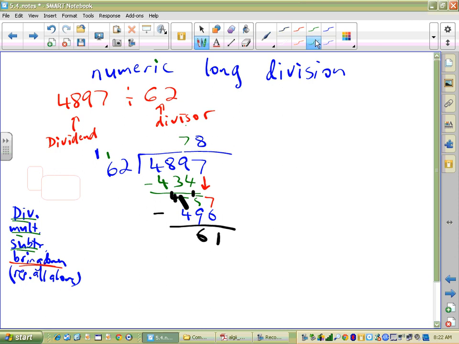My teacher said, well, just write next to the quotient, R7. And I said, where did you get the 7 from? And then she never told me. She never answered me, or maybe she did and I didn't hear her. What's my remainder here? The remainder is 61, okay? So in 6th grade, that's how you would have answered it. 78 R61, right?